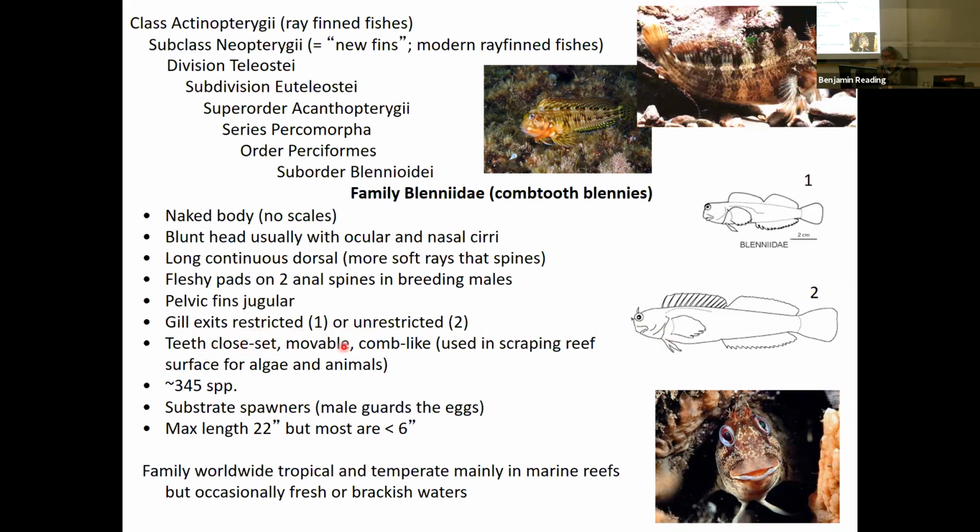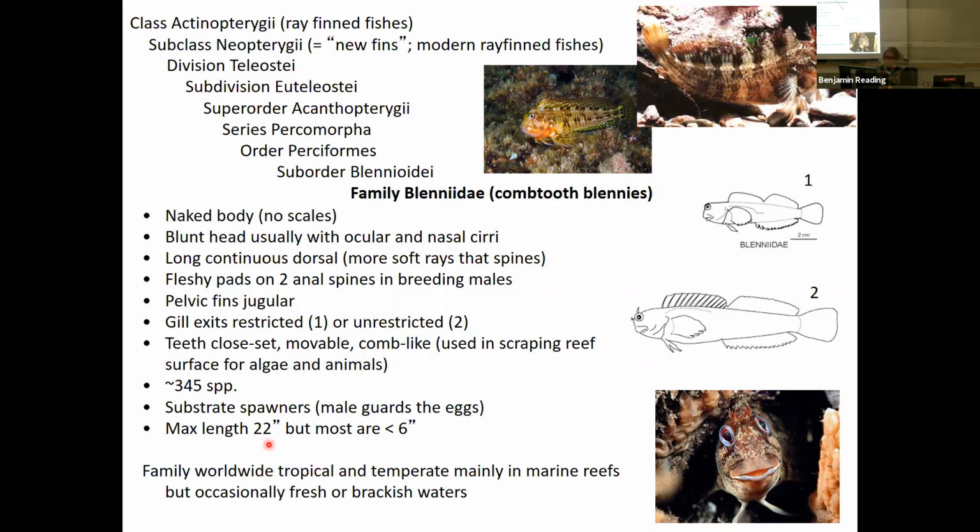Teeth are close set, movable, and they're almost kind of like combs. The teeth in the mouth are like a comb, and they use this for scraping coral reef surfaces for algae and small animals that live on the corals. So they sort of graze on coral. 345 species, substrate spawners. So they lay eggs in the sand or gravel. And then the males will guard the eggs in those nests.